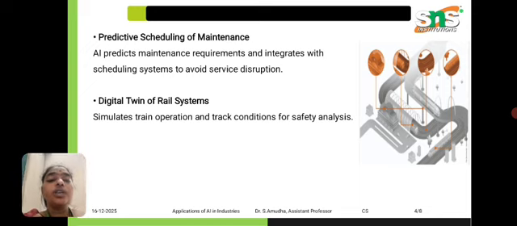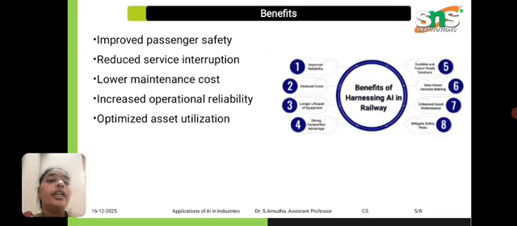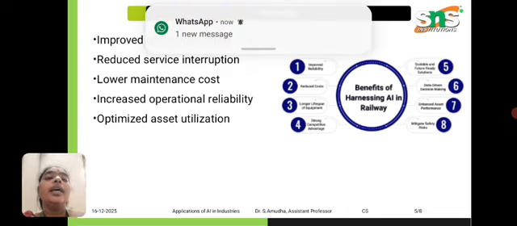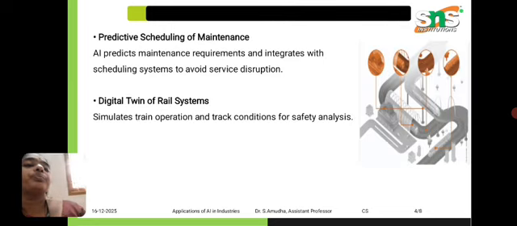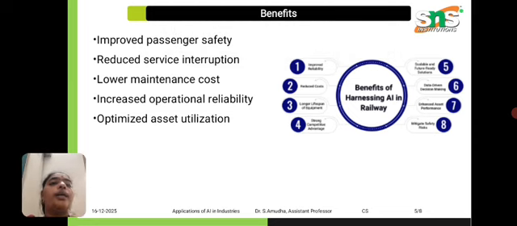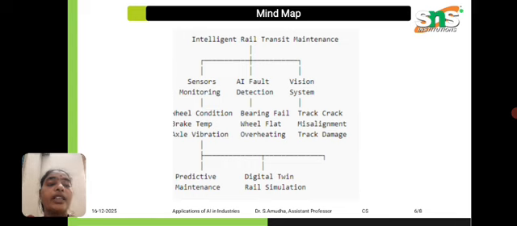A digital twin of the rail system simulates train operation and track conditions for safety analysis. Everything is done in the digital twin concept. The benefits are improved passenger safety and reduced service interruption. Cost-wise, there is lower maintenance cost, increased operational reliability and optimized asset utilization. These are all the benefits of rail transit.